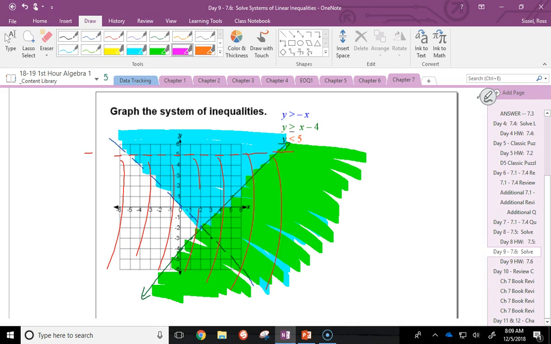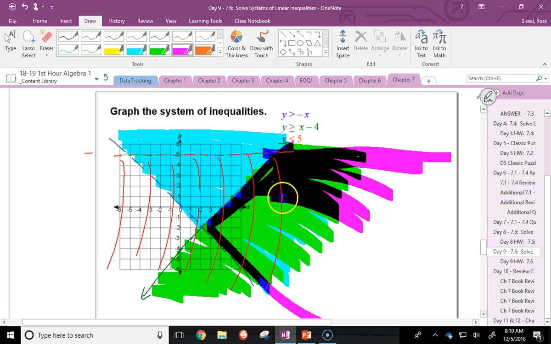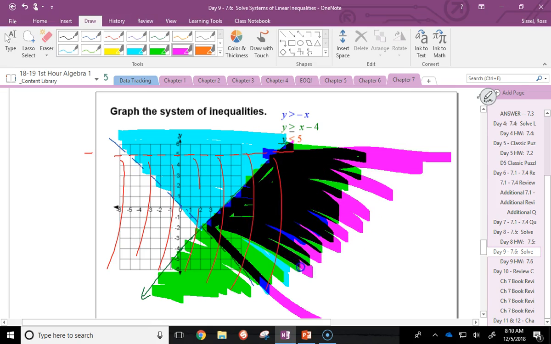But do we have a solution? Yes. My solution is going to be inside this area. That line goes on forever. This line goes on forever. So we are inside this area, which, look how pretty it is.